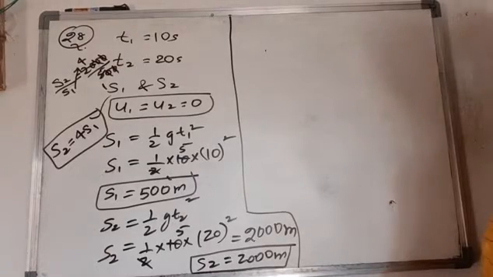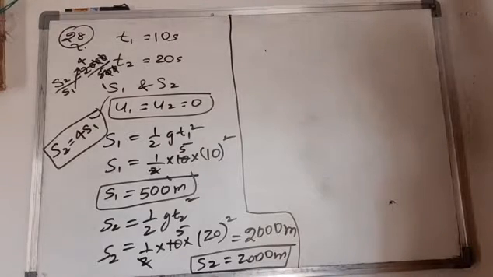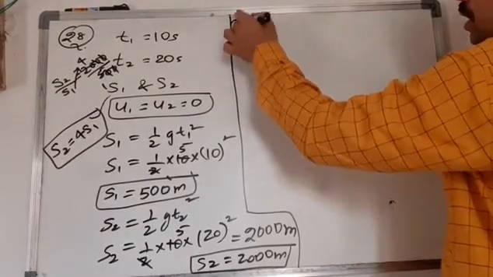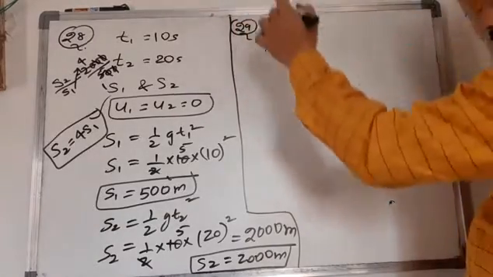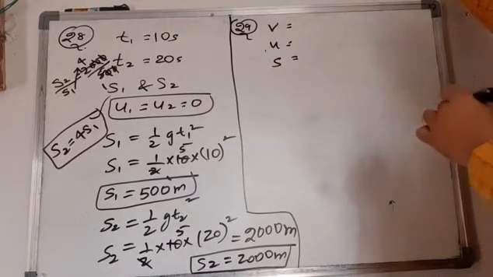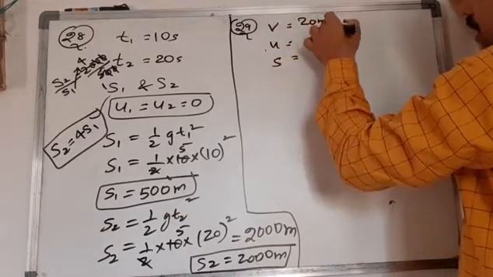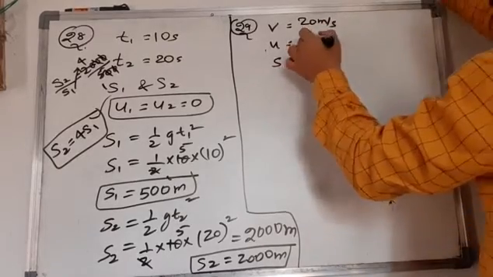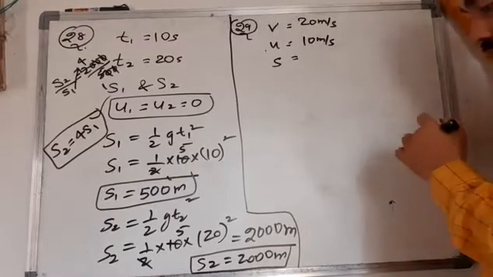29th one. What are the values given for the 29th one? We have to write the given data first. 29th question, given data: V is equal to, U is equal to, and S is equal to is given, right? First, V is equal to 20 meter per second. U is equal to 10 meter per second. And S is equal to 135 meters.